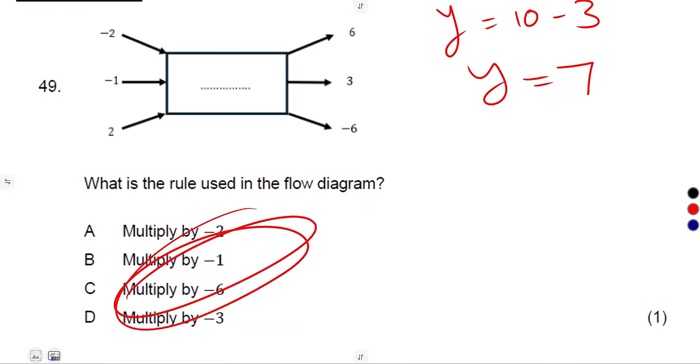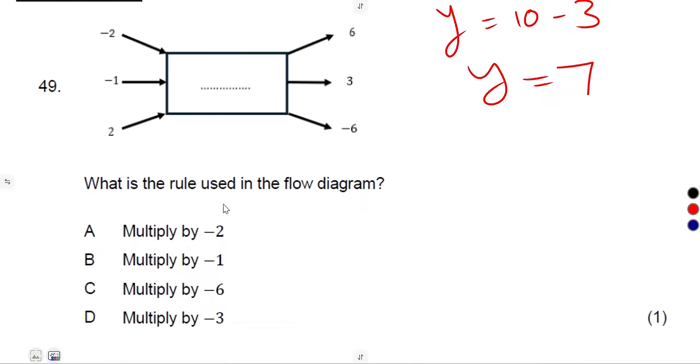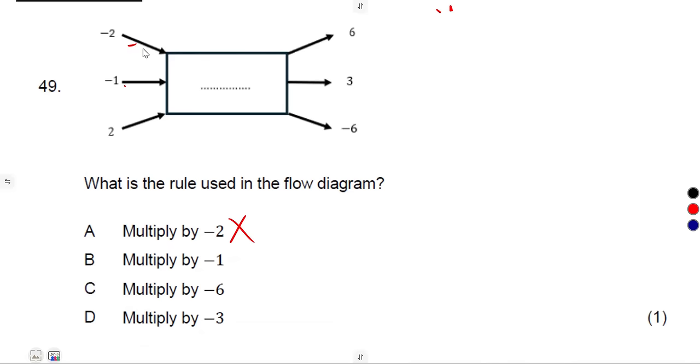Guys, just look into the answers and see which one is the best. Multiply by negative 2. Is it so? Negative 2 times this, we cannot get this. So negative 2 is totally out. Negative 1, you multiply this, you cannot get this. It's totally out. By negative 6, if you multiply this, can you get this? Guys, this is totally out.